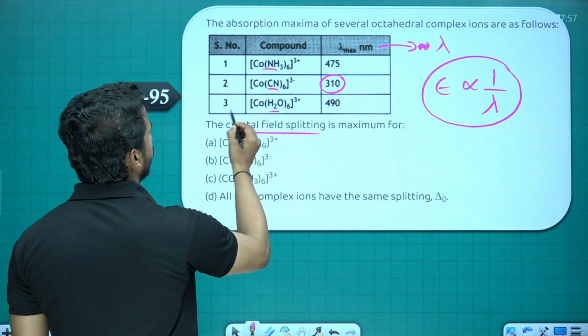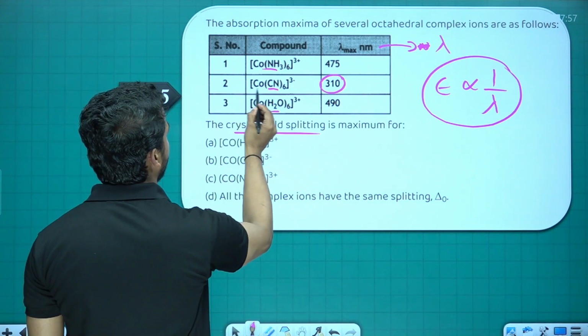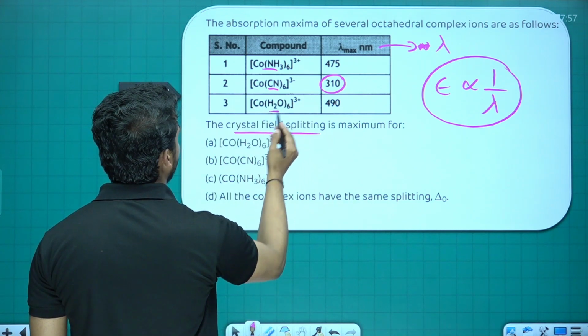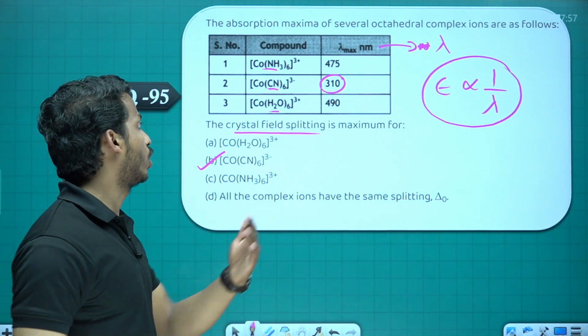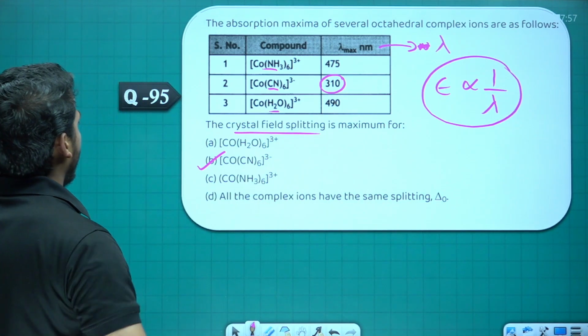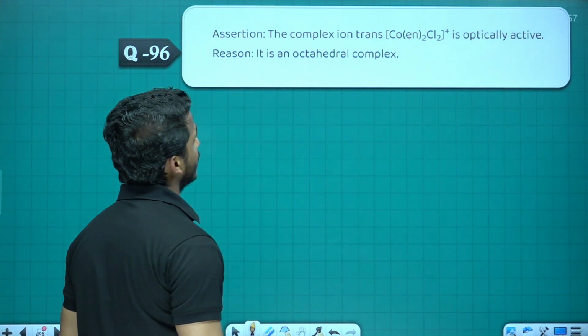So the question: which one has the maximum crystal field splitting? Which one? [Co(CN)6]3-. Option B. Remember, the stronger the ligand, the more the splitting. Right. Next, an assertion-reason question, which I am just introducing here.